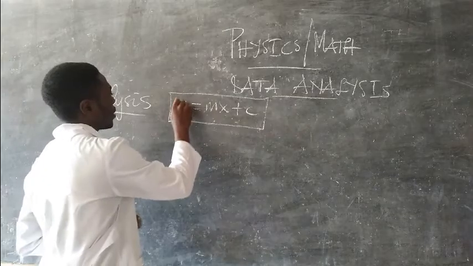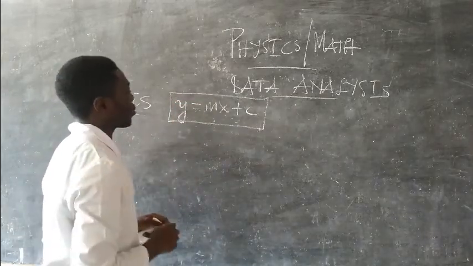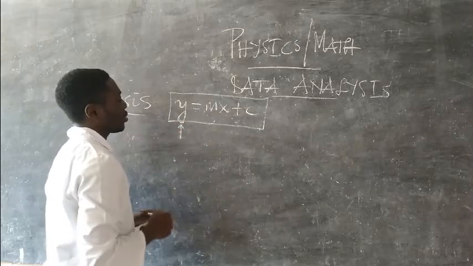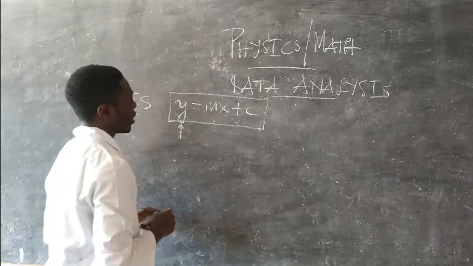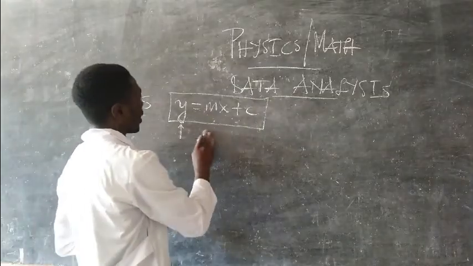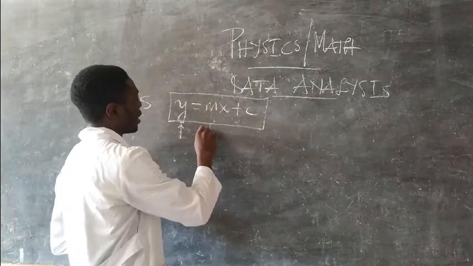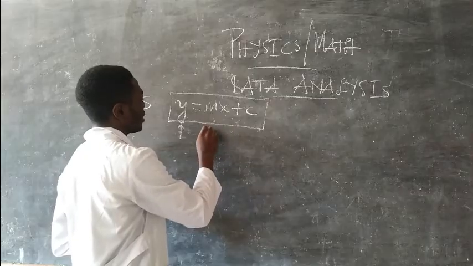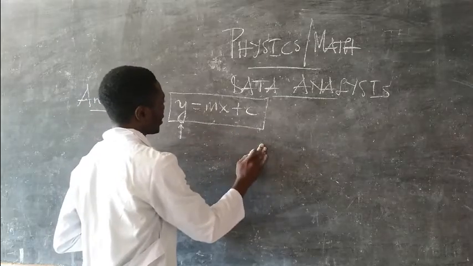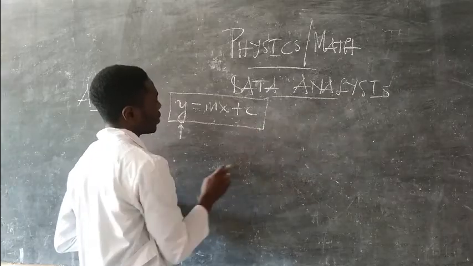This is y equal to mx plus c. Y, of course, is the ordinate, and I think x is the abscissa. Then we have our m being the gradient. Our m here is the gradient, and then our c is the y-intercept. That's the vertical intercept where the curve touches the y-axis.